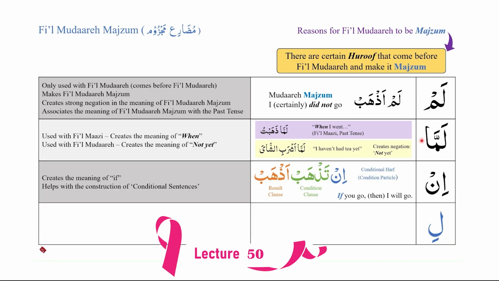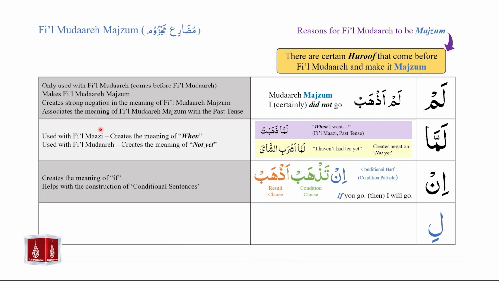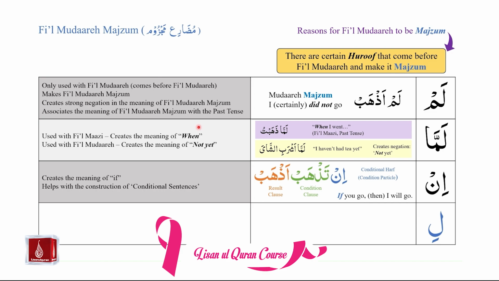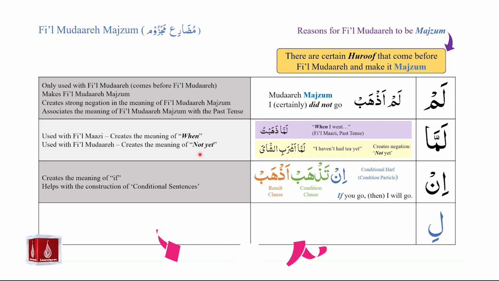After lam, we studied lamma. Lamma can be used both with fi'il mazi, or fi'il in the past tense, where it creates the meaning of when. And lamma can also be used with fi'il mudare, where it creates the meaning of not yet. For example, lamma zahabtu. In this case, lamma is being used with fi'il mazi, and lamma zahabtu can be translated as when I went. So when used with fi'il mazi, it creates the meaning of when.